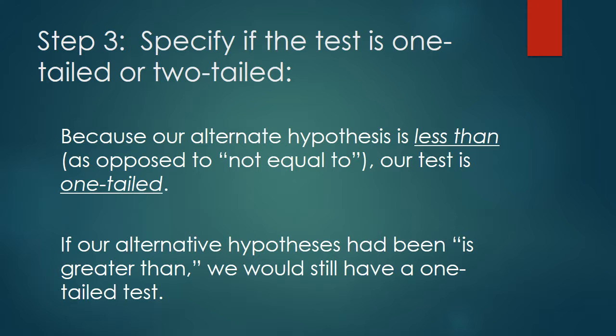If the alternative hypothesis is that the proportion is greater than the value in the null hypothesis, we also have a one-tailed test. The only time we have a two-tailed test is if our alternative hypothesis is that our true proportion is different than, is not the same as the null hypothesis. That's when we'd have a two-tailed test, because then we care about whether the proportion is either too small or too big. All we care about is that it's different. We're not looking in one particular direction.